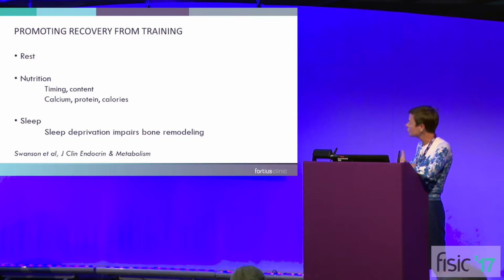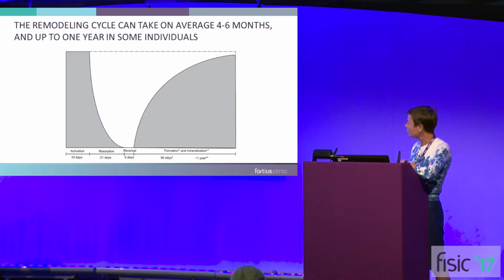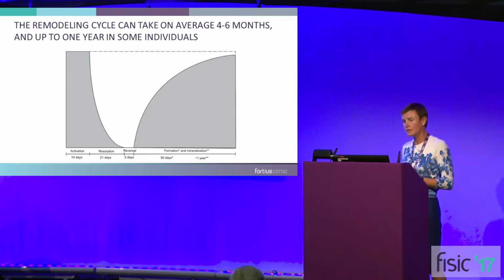So rest, good timing of nutrition, and sleep deprivation is known to impair good bone remodeling. All of these factors are really important. And we should also note that the remodeling cycle in a bone takes a long time. It can take, on average, 4 to 6 months. It can take a lot longer in other individuals. And actually, the formation and mineralization process is the longer element of that.